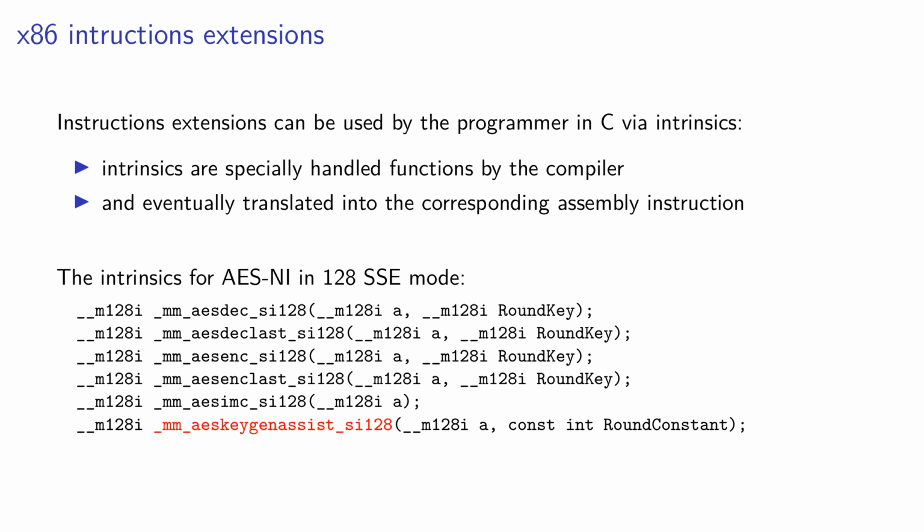Instruction extensions are made available in the C programming language through a mechanism called intrinsics, also referred to as built-ins in some cases. Intrinsics are specially handled functions by the compiler that eventually get translated into the corresponding assembly instruction. Note that in some compilers, such as GCC or Clang, this may not be the case.